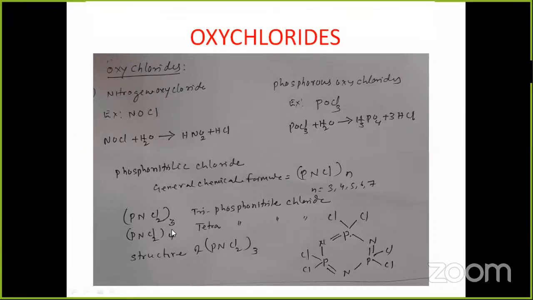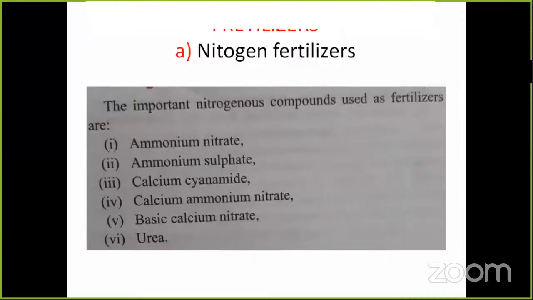If you take n equal to 3, that is called triphosphonitrile chloride. If you take 4, tetraphosphonitrile chloride. Take the first one, triphosphonitrile chloride structure. This is the structure. Each phosphorus contains 2 chlorines like this. So PN bonds are present here, a hexagonal ring. This is the cyclic structure of triphosphonitrile chloride. And remember this type of compound, most important, phosphonitrile chloride.